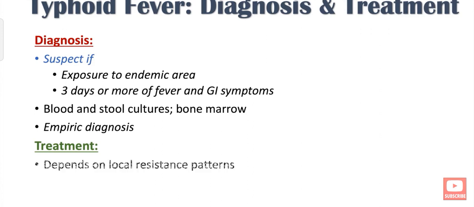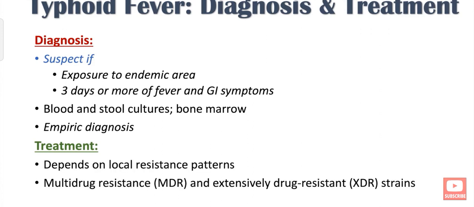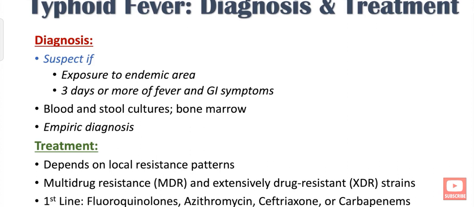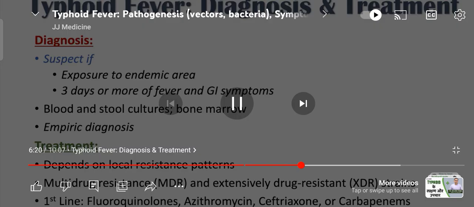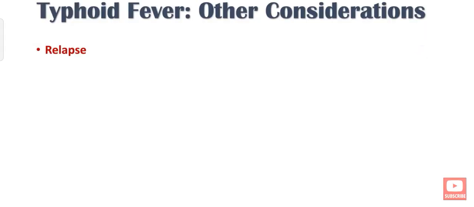And the treatment of typhoid fever depends on local resistance patterns. So in some parts of the world, you're going to have different strains of Salmonella typhi or paratyphi. There could be multi-drug resistance or MDR strains, or even extensively drug resistant or XDR strains of this bacteria. And that's going to change which antibiotic you're going to use. Generally speaking, the first line of antibiotics that you're going to use for typhoid fever include fluoroquinolones, azithromycin, ceftriaxone, or carbapenems for severe typhoid fever.